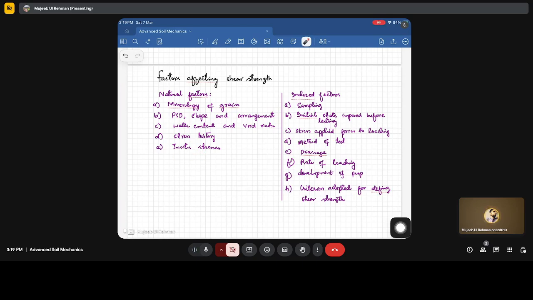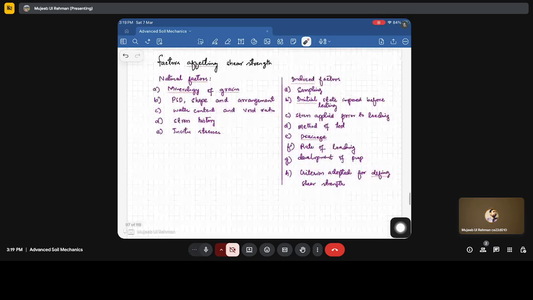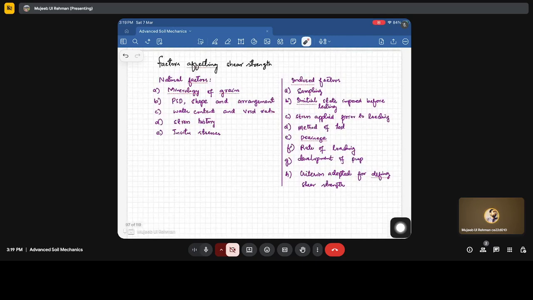And in the induced factors, these are things over which we don't have control with the natural factors, correct. In the induced factors, we can take care of these while dealing with the soil. It all depends upon the sampling, like the stress change that occurs during the sampling, or the initial state of the soil before loading or testing.